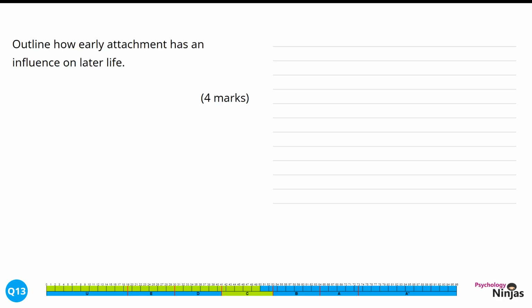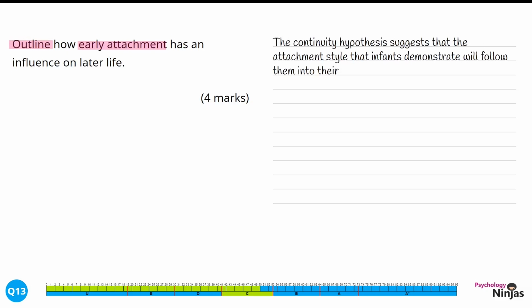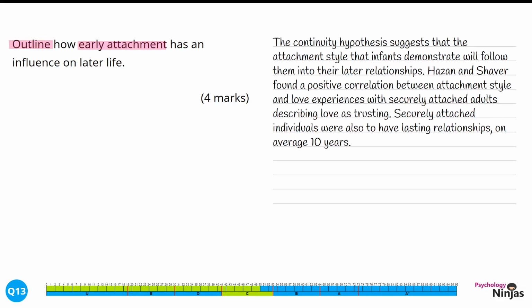Outline how early attachment has had an influence on later life. 4 marks. Here we have the command word outline, which requires an extended explanation, giving thorough, detailed psychological knowledge. We're discussing the impact of early attachment on later life. Now that could be peers, parents, or indeed romantic relationships. Let's look at a response. The continuity hypothesis suggests that attachment style that infants demonstrate will follow them into their later relationships.